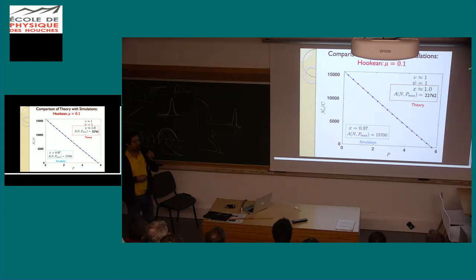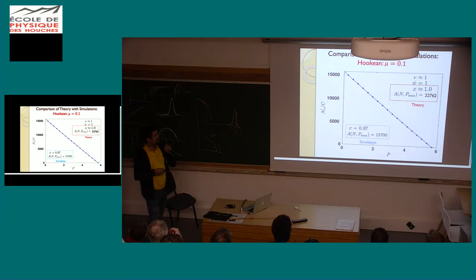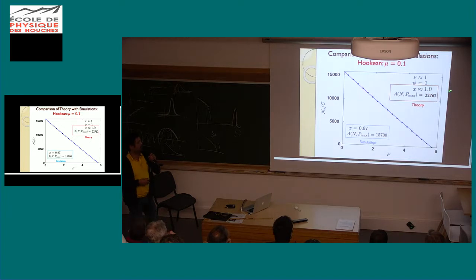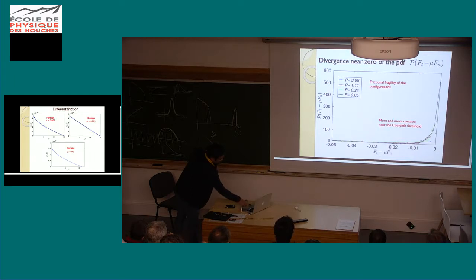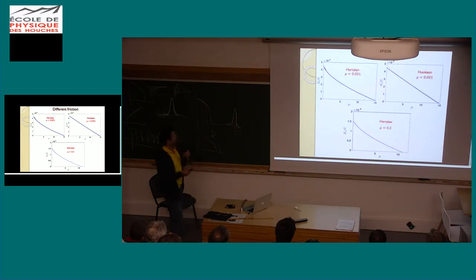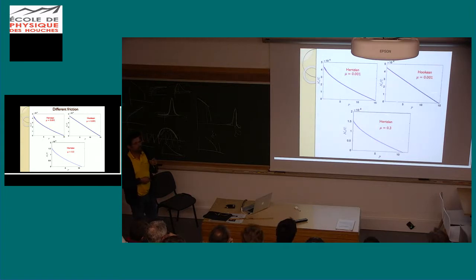For the Hookean case, only this exponent changes to 1, and then the exponent is going to be just 1. And from the simulation, we also found an exponent which is closer to this 1. And so it seems to be matching quite remarkably. And we also did it for many different frictions, and you can see that for different frictions also things are in good agreement with the theoretical prediction.